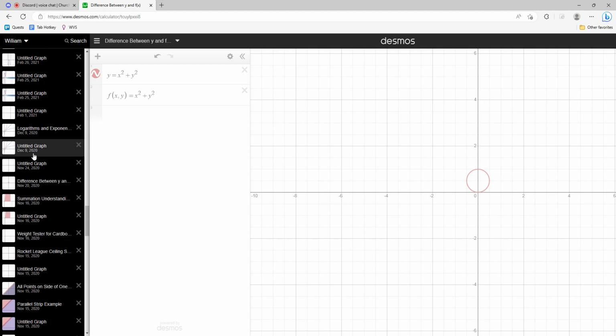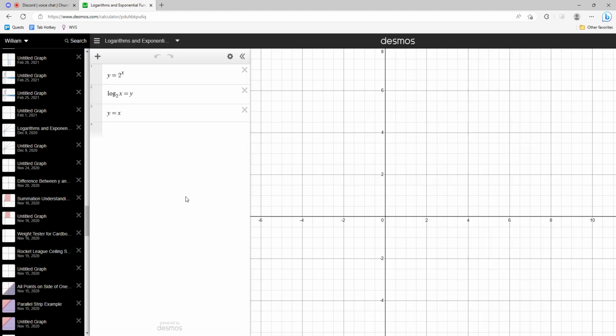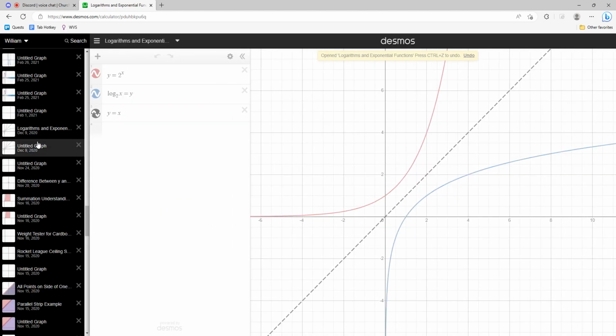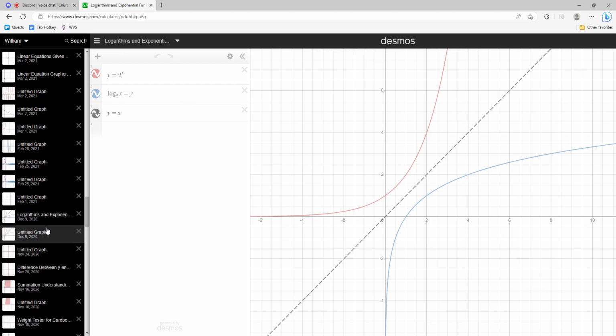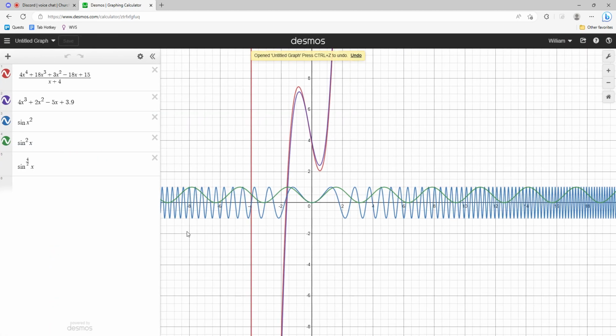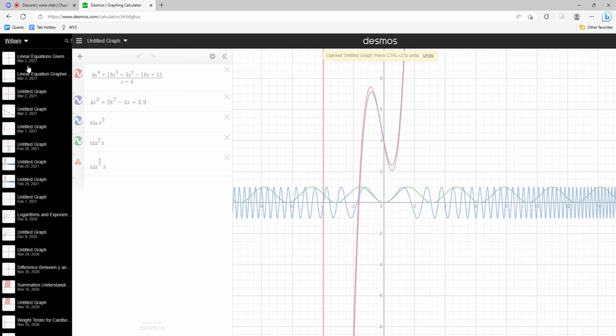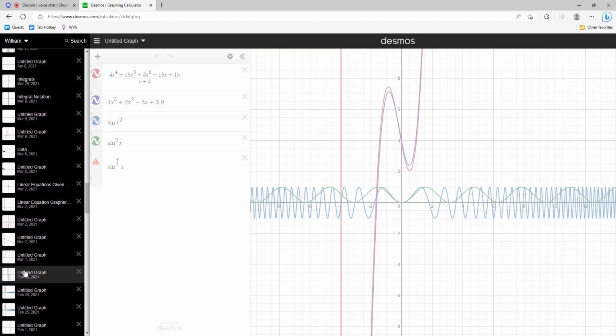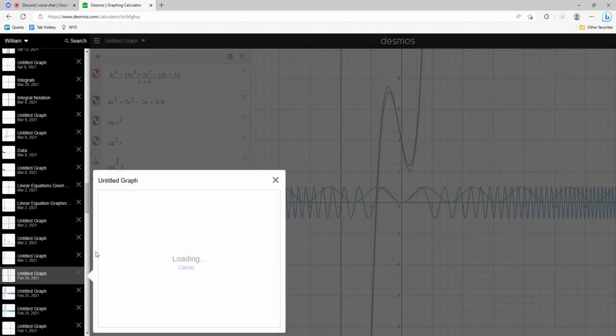Let me see. Untitled graph, logarithms, and exponents. Yeah, they're just inverses of each other is all this is saying. Pretty basic stuff. What do we have here? This looks like an atrocity. Oh yeah, I was infamous at one point for making my extreme graphs. I included like every graph there was on one Desmos thing.